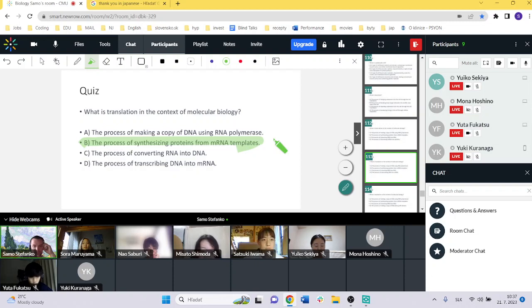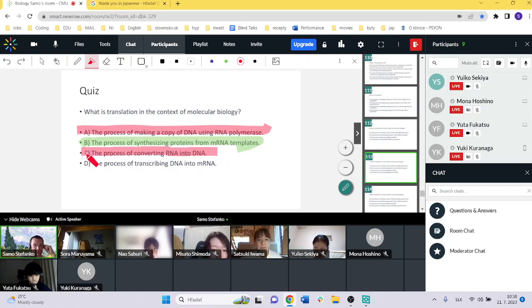Satsuki, can you just repeat what you said? Sorry, one more time, please. The A, you already mentioned that. The process of making a copy of DNA using RNA polymerase. This process describes what? Transcription. Transcription. Great. Making a copy, yeah. The process of converting RNA into DNA is what? Reverse transcription. Exactly, perfect.